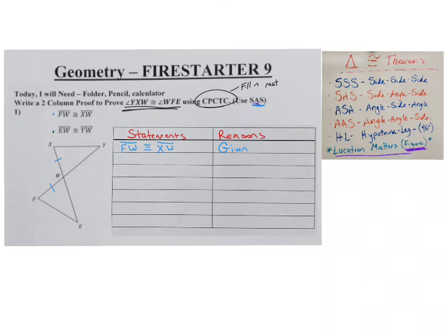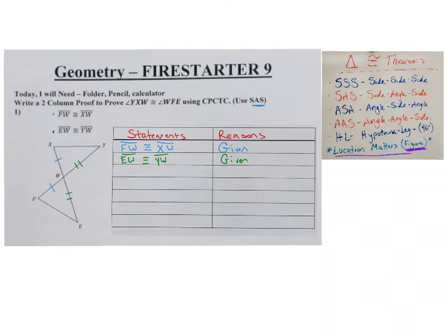Now I'm going to put my second given statement, EW, congruent, not equal sign, make sure it's different, because equals is we're talking about measurement, YW, given. You always put your given stuff first, you don't argue with given information, EW, YW. Right? Now, I told you already that you're going to have to use SAS.